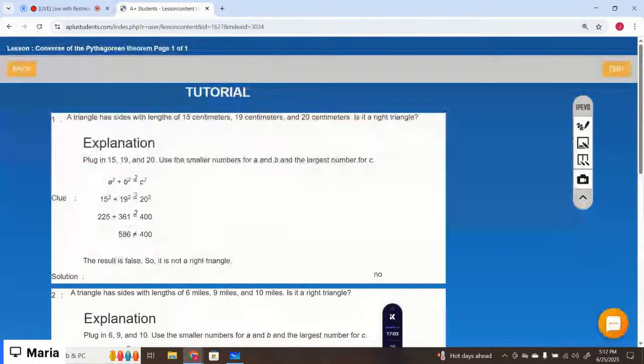A triangle has sides with lengths 15 centimeters, 19 centimeters, 10 centimeters. Is it a right triangle? So the longest side is always the hypotenuse. So we need to put these values into the Pythagorean theorem. If both sides of them are exactly equal, that means that is a right triangle.